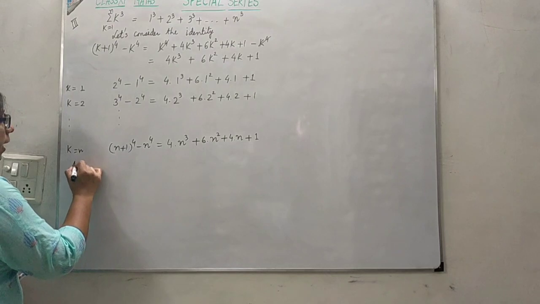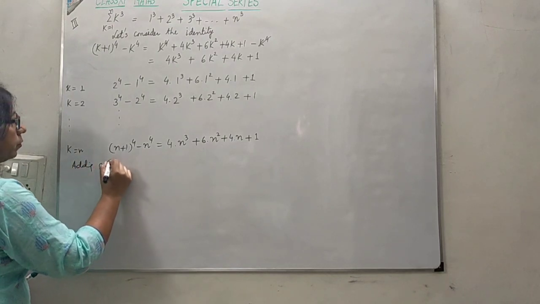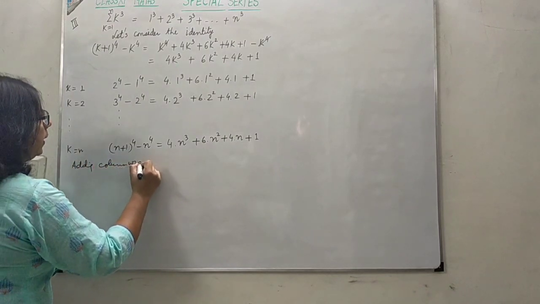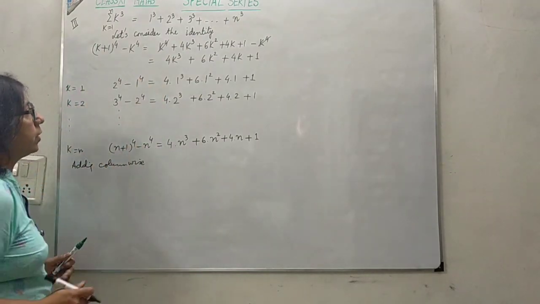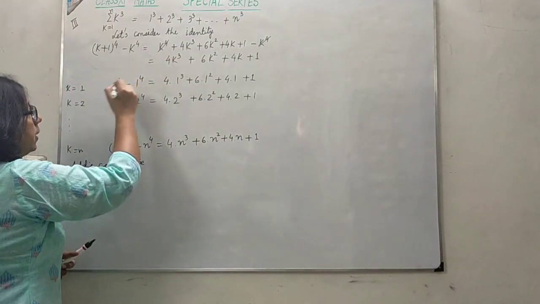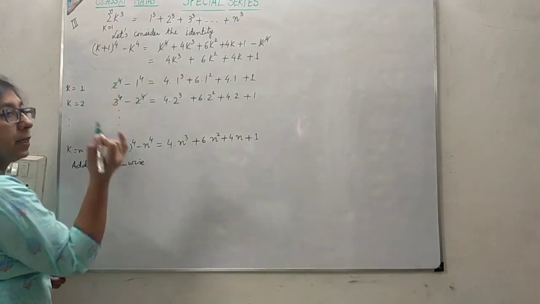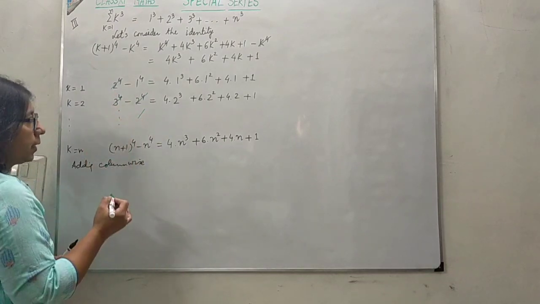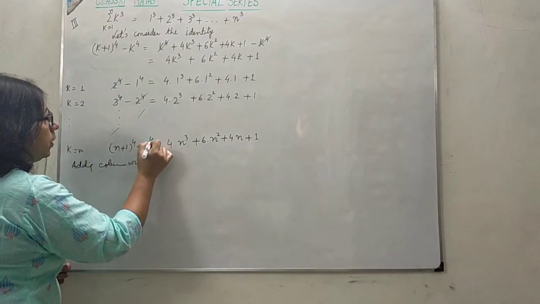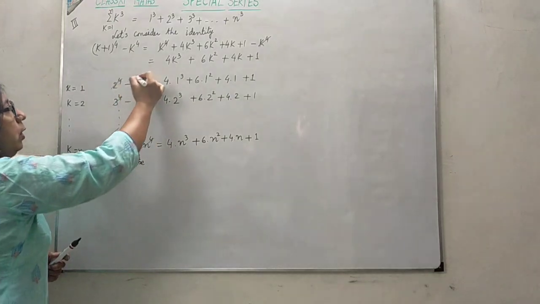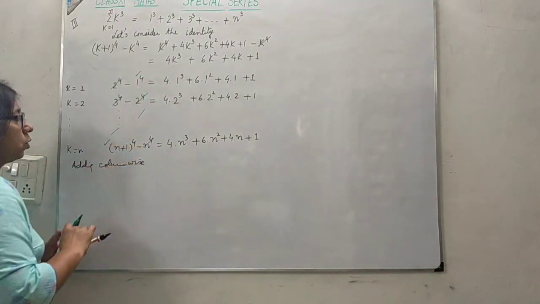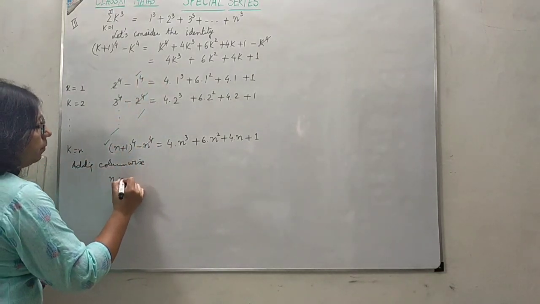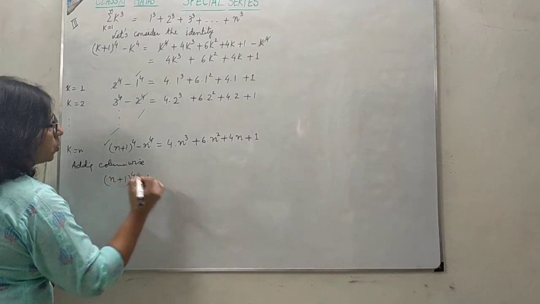Now, if I add column-wise, I will get this whole on the left side. You can again see this getting cancelled with this. This will get cancelled with the next term, and in the same way all these terms will get cancelled. We will be left with only 2 terms on the left side. That will be (n+1)^4 - 1.